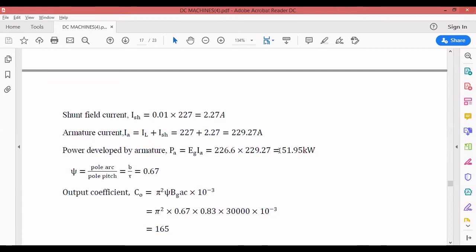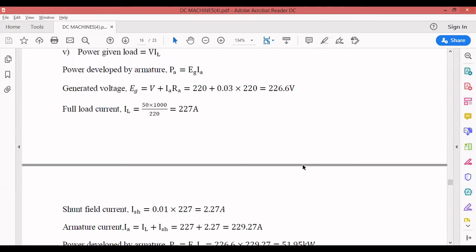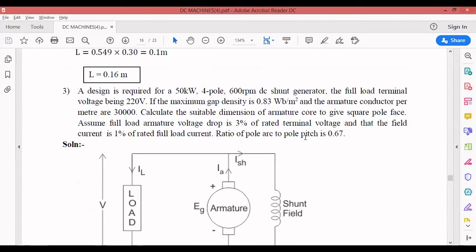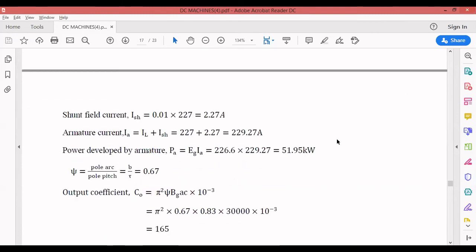You can see here the power developed by the armature includes other losses also, because the output of the machine is 50 kilowatt. The power developed by the armature is 51.95, so the remaining 1.95 will definitely be losses. Now in the problem, psi, which is pole arc by pole pitch, b by tau, is given as 0.67.